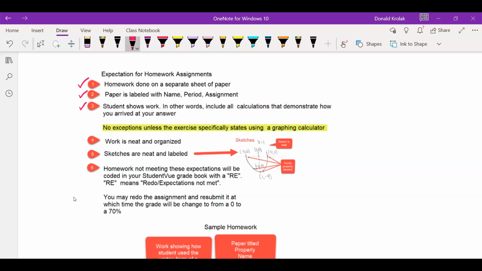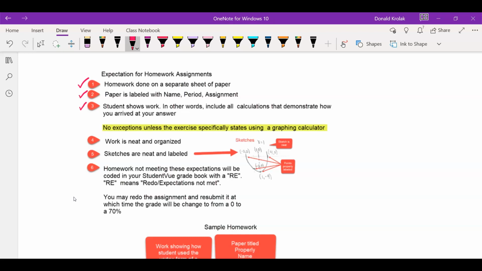To show your work, I should be able to look at your work and understand how you arrived at your answer. So it's not acceptable to say I put the equation into Desmos and got the information off of the graph. That's only acceptable if the instructions say use a graphing calculator or a GDC, graphic display calculator. Otherwise, you have to show how you arrived at your answer, and I'll demonstrate what that looks like here in a minute.